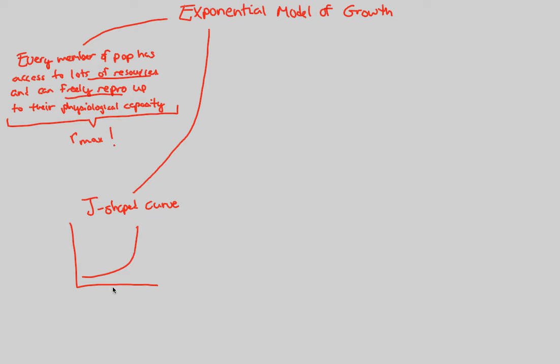And our axes here, we of course have to label them. Our y-axis is population size. Population size is often denoted just by the letter N, so I'll put that in parentheses. And over here is just time. And time is usually just denoted by the letter T. I'll put that in parentheses. So as time goes on, our population is said to exponentially increase. Look at my mouse. My mouse is exponentially increasing at this J-shaped curve.